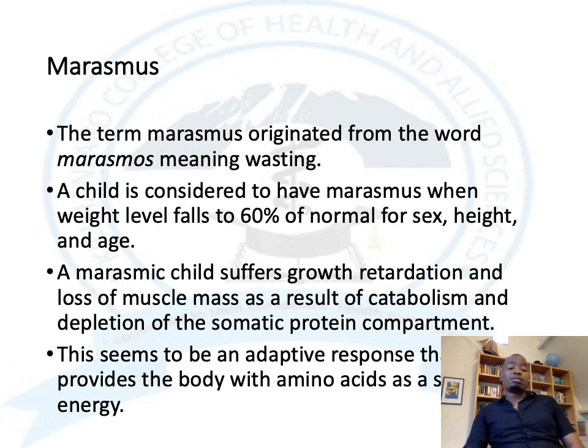Marasmus is a term originating from the word marasmos, meaning wasting. These people are mostly children, and a child is considered to have marasmus when weight falls to 60% of normal for sex, height, and age. Marasmic children suffer growth retardation and loss of muscle mass as a result of catabolism and depletion of the somatic protein compartment.